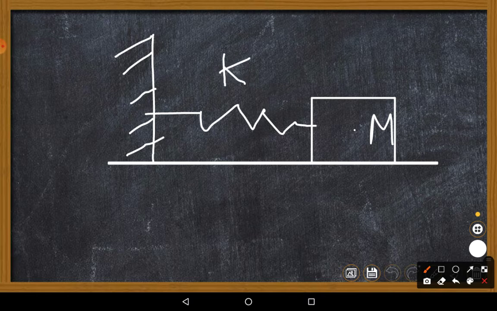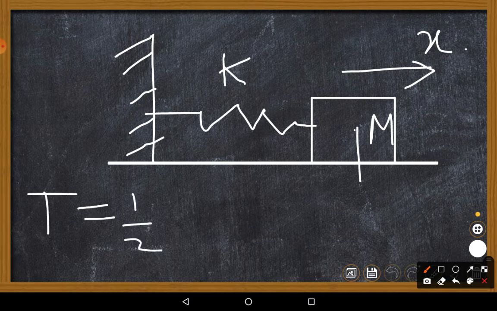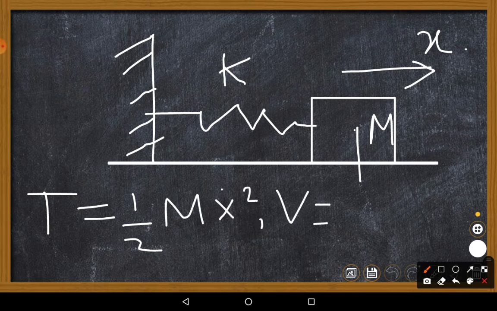The spring has spring constant k, the mass is m, the generalized coordinate is Cartesian in nature, it is x, and the spring is massless. This is the natural position. I said the kinetic energy was half m x dot squared. Now if you give a thought to the potential energy, it turns out to be that of the spring. The spring will store the potential energy, right? Half k x squared. This is the potential energy.